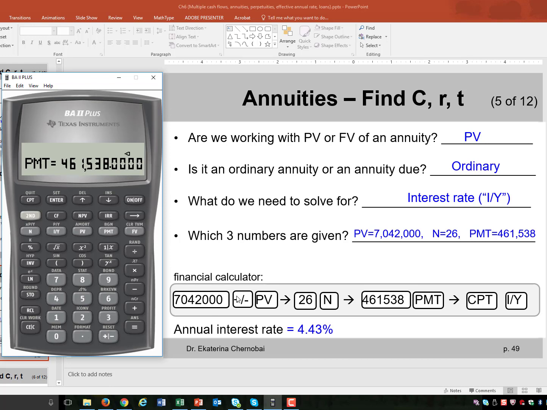Okay, so we put in PV, N, and PMT, and now we just press compute IY. 4.431201. If the answer needs to be rounded to 2 decimal places, then that's 4.43% per year, the annual interest rate.